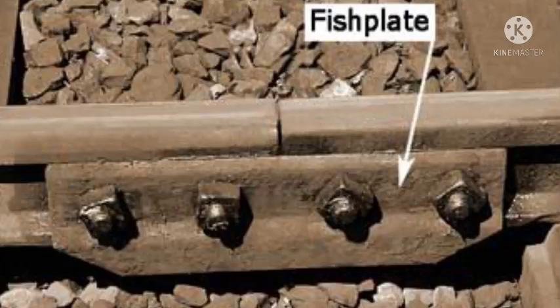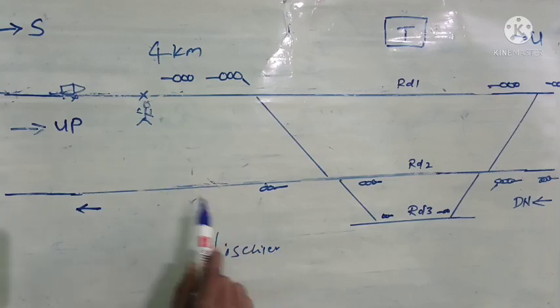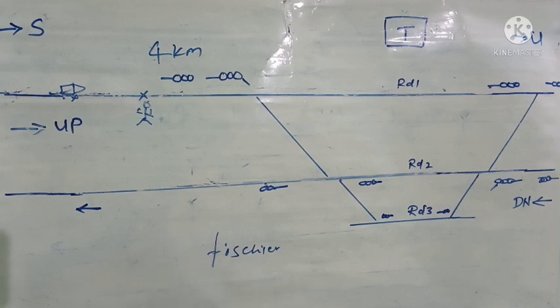Definitely the fish plate has nothing to do with the fish. It is believed that the fish of this fish plate came from the French word fisher, meaning to tie up or bind together. So here this fish plate is binding together the two rails. So it is believed that the term fish has come from the term fisher of the French language.